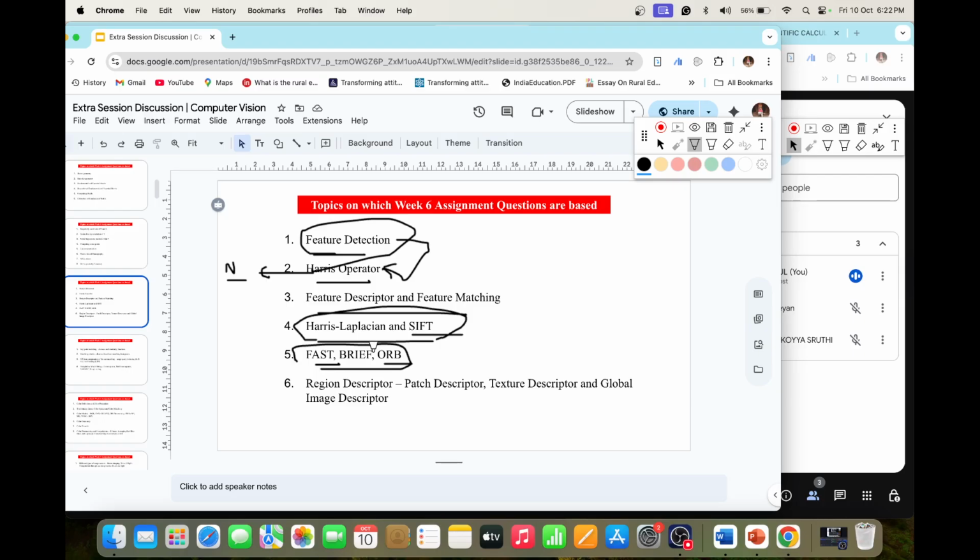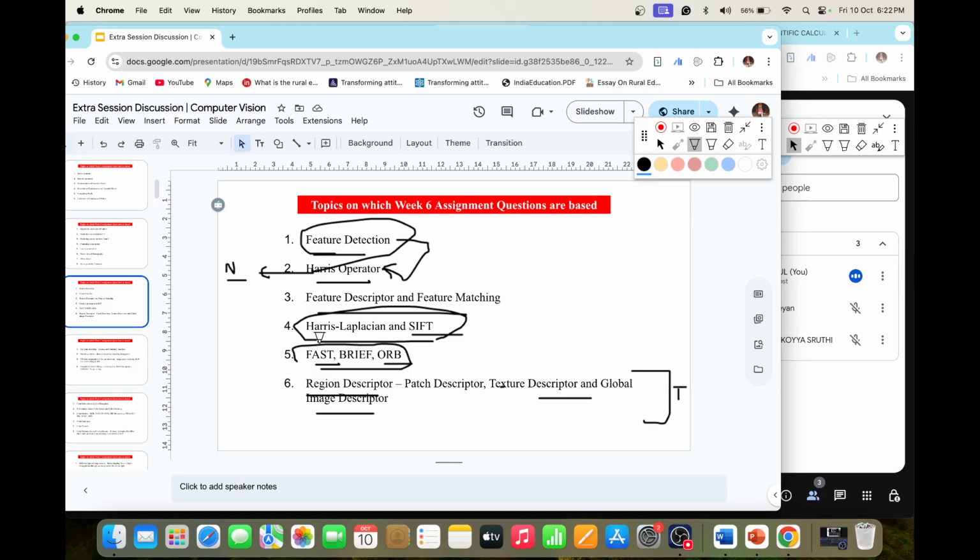Questions related to this are important, because numerical as well as theoretical questions both can come with all these operators, the Harris operator as well as these five operators. So again this is important. And then we have region descriptor, patch descriptor, texture descriptor and global image descriptor. These are more related to theoretical or conceptual questions, but numerical questions you can expect from the Harris operator, and you can see all this for numerical questions.